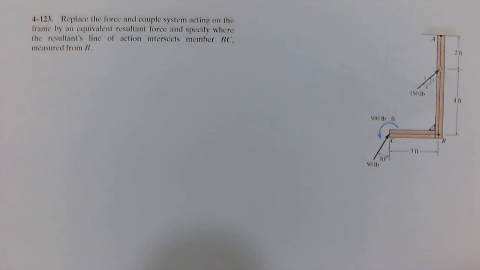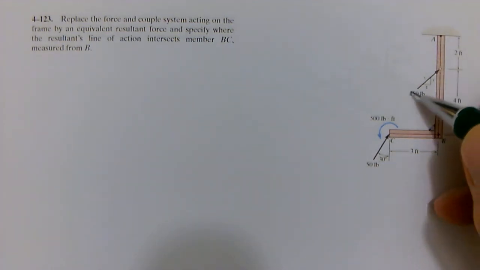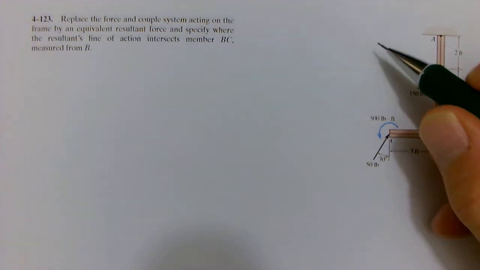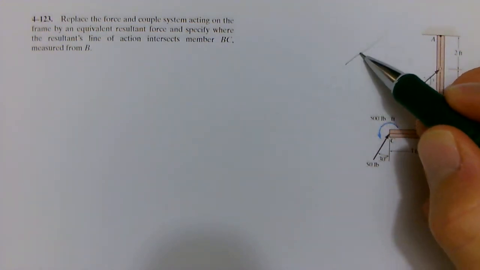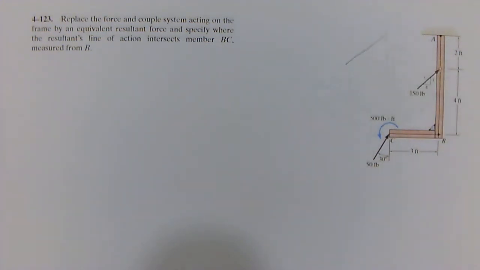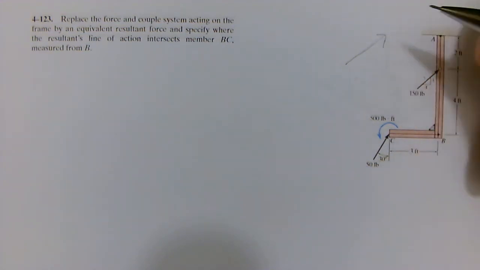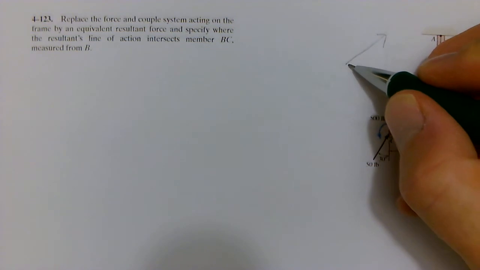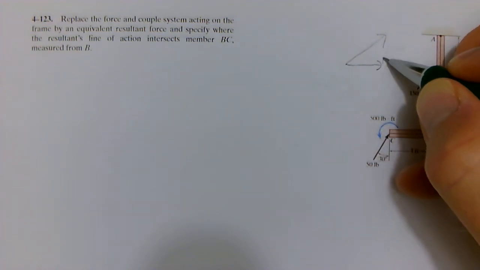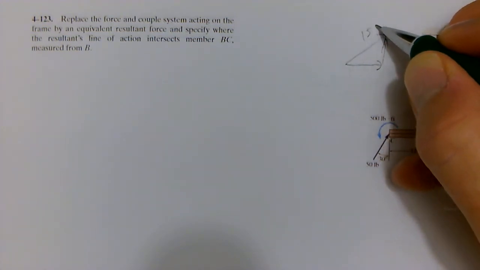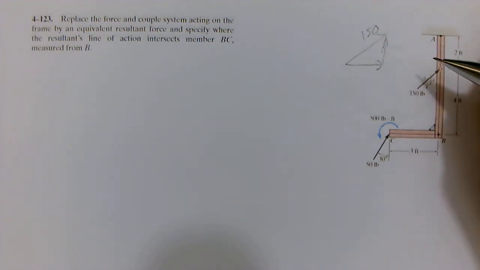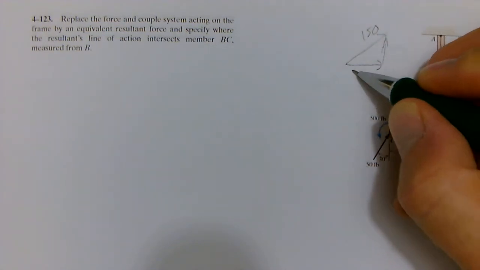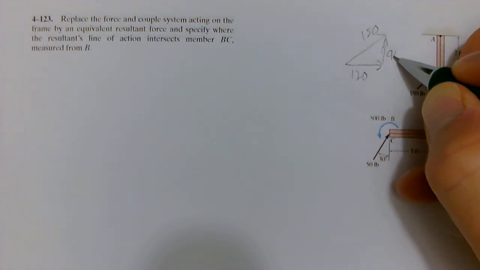So let's start by breaking down these forces. Here we got a 150 force. I'm going to draw right here, 150. And that's a 3, 4, 5 triangle. So 150 divided by 5, you get 30. So this would be 120, and this would be 90.